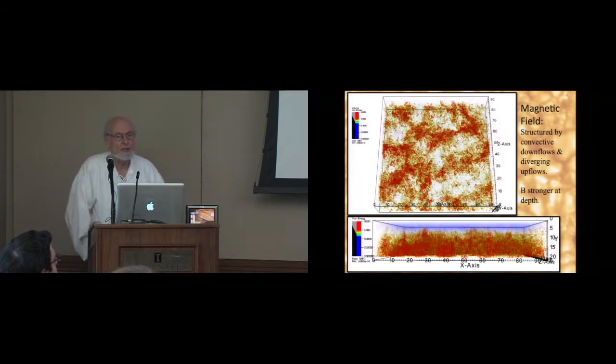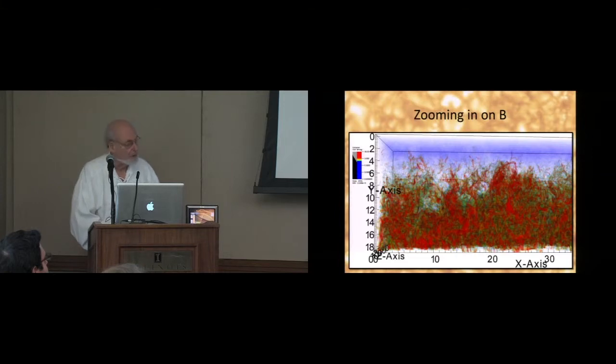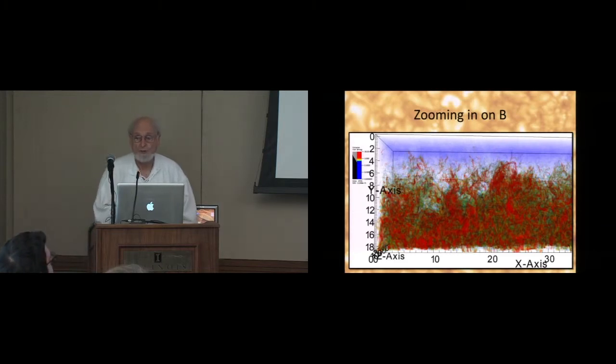So the field tends to be concentrated in the downflows, and also, as you can see from this view from the top, and as you saw on the last slide, you get the stronger fields down here towards the bottom. And if you look at a blow-up of this, you see that there's this really complicated turbulent structure to the field which is being produced.